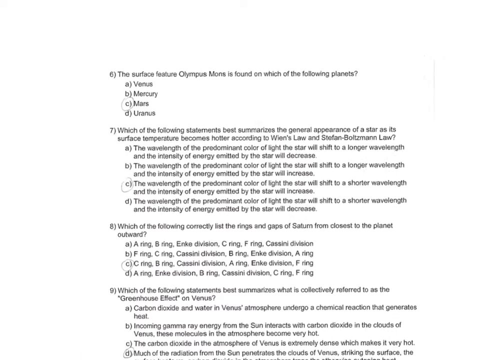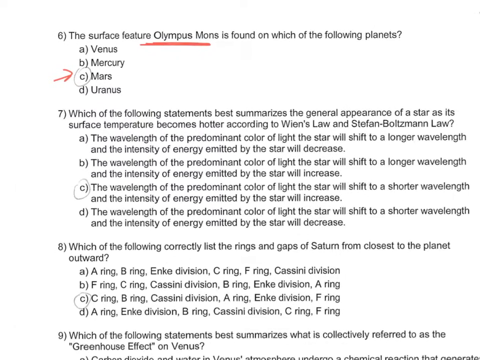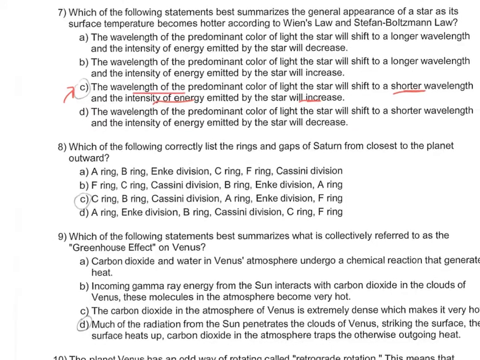All right, on the next page, question 6. I had several questions on here about features of planets, and Olympus Mons is actually on the planet Mars. That's the big caldera, kind of like a volcano about the size of the state of Missouri. Question 7, which one of these summarizes Wien's law and Stefan-Boltzmann's law, what happens as an object becomes hotter? C is the best answer there, that the wavelength will become shorter. That's the more energetic colors. And then the intensity of the energy will increase. And again, we use this with stars too.